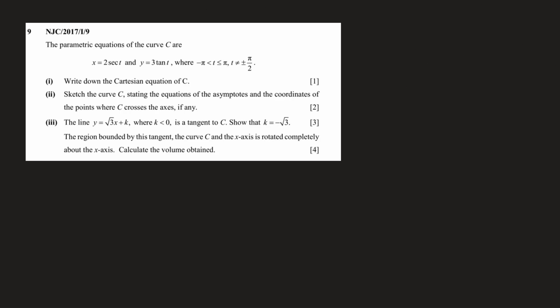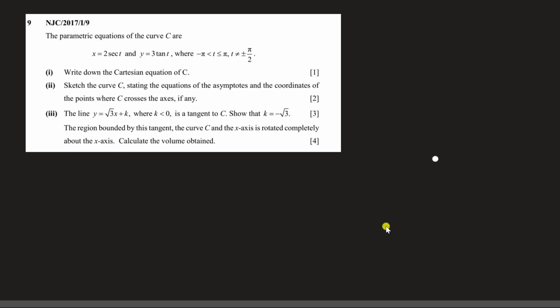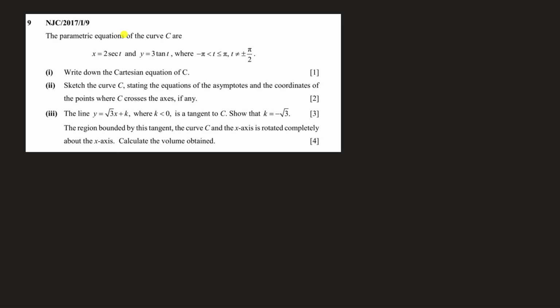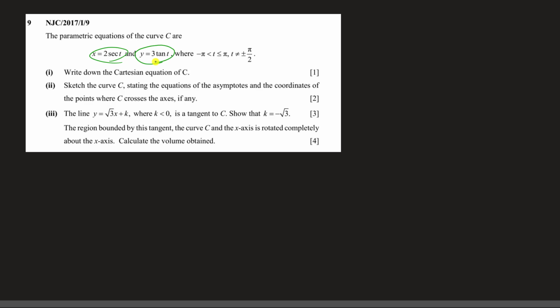Last question in this topic, we will be doing a parametric equation curve. So you have this, write down the Cartesian equation of C. C is made up of these two curves. We are supposed to make t the subject and try to form an equation in only x and y.